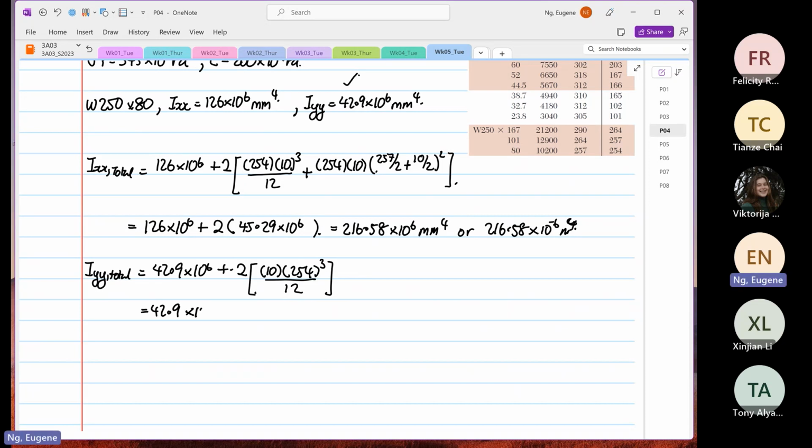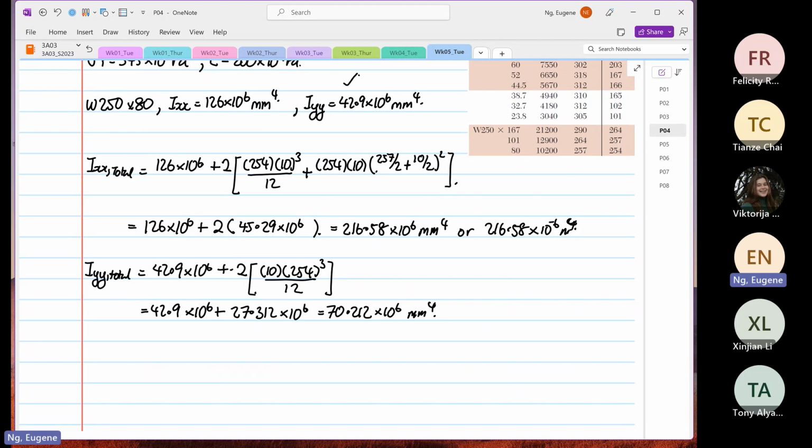42.9 times 10 to the power 6 plus 254 to the power 3 divided by 12 times 10 times 2 is equal to 27.312 times 10 to the power 6. Let me do it again. 254 to the power 3 divided by 12 times 2, 27. Yep. So 27.312 times 10 to the power 6 plus 42.94 is equal to 70.212 times 10 to the power 6 millimeter to the power 4.